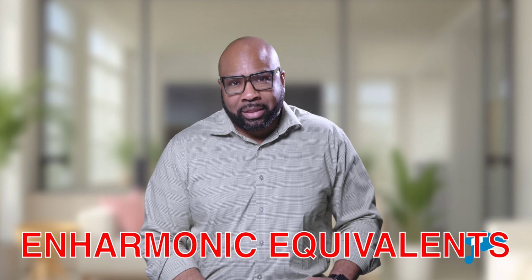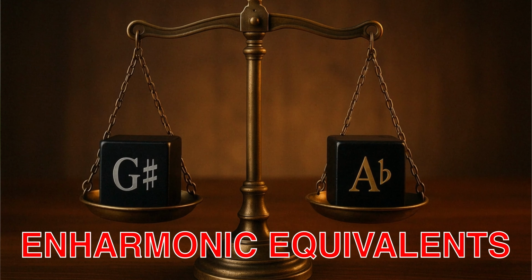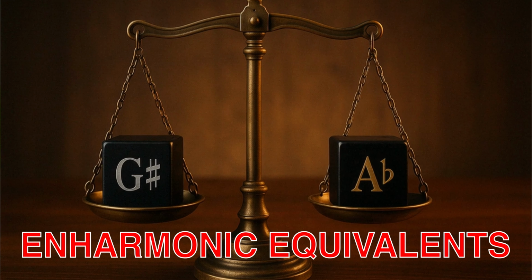G sharp and A flat are called enharmonic equivalents. That simply means that they are the same physical note, the same key on the keyboard, and the same sound, but the name you use depends on the key that you're in and the structure of music you're playing.